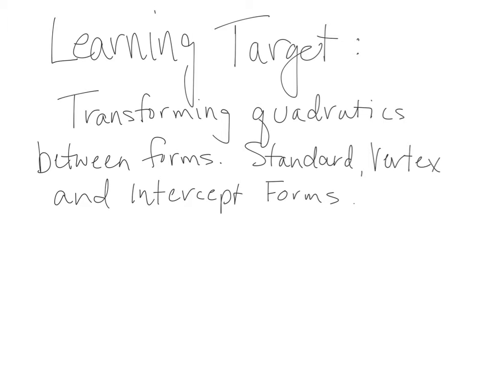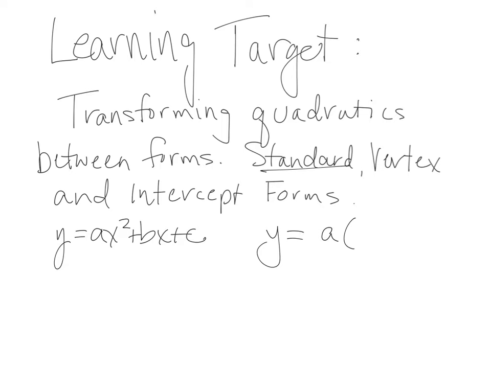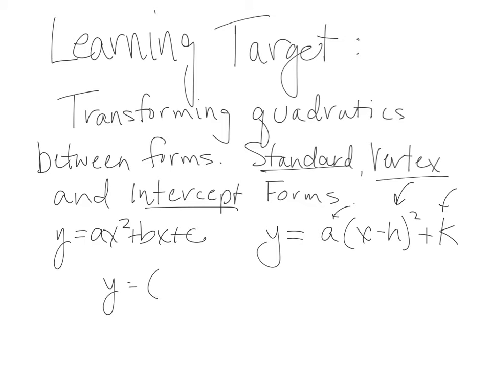All right, the learning target that we're talking about right now is transforming quadratics between forms. And the forms that we're talking about are standard form, which is our basic y equals ax squared plus bx plus c. Vertex form, which is where we have the x minus h quantity squared plus k, where the h and the k are the vertex. And there's a number, it could be a number out in front here. And intercept form, which is x minus a and x minus b, where the a and the b represent the x intercepts. I sometimes think about that as in factored form.